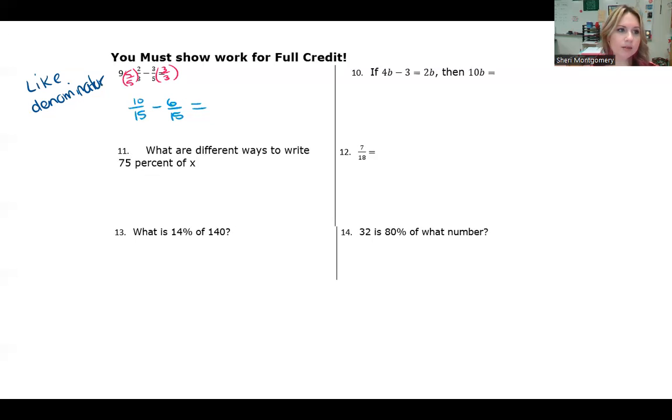Oh, no. Did somebody find my mistake? What is it? 9. 3 times 3 is 9, not 6. Okay, don't trust me. It's still early. 10 minus 9, what do we get? Yes, 1 over 15. Nope, 10 minus 1 or 10 minus 9, 1.